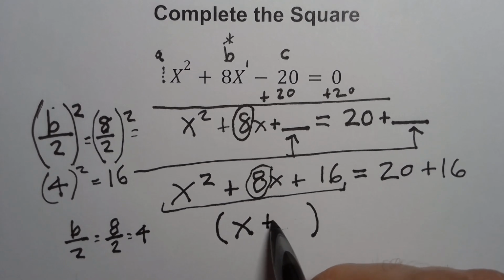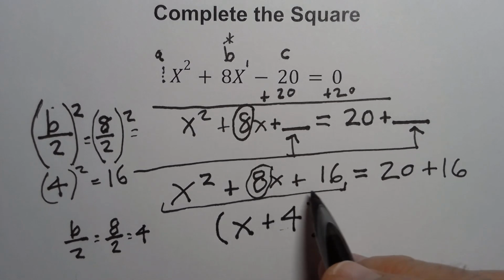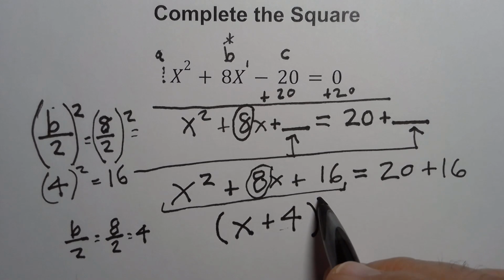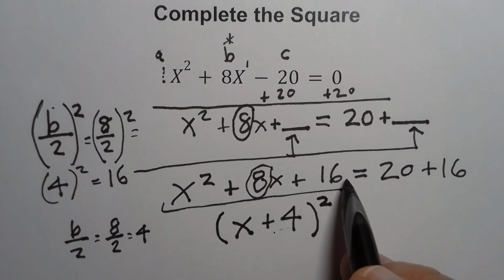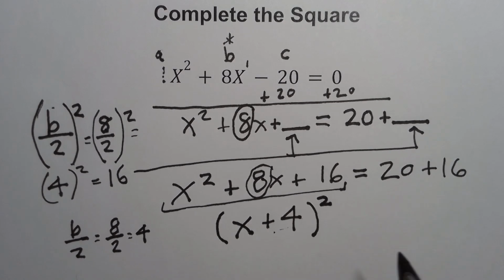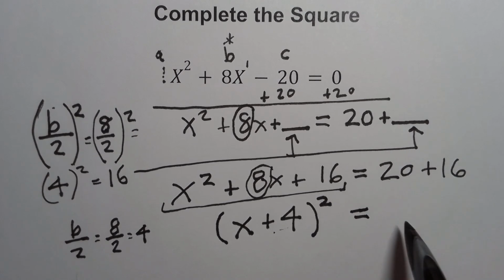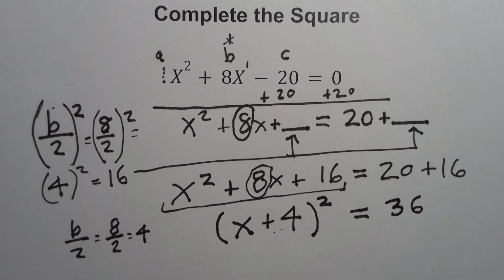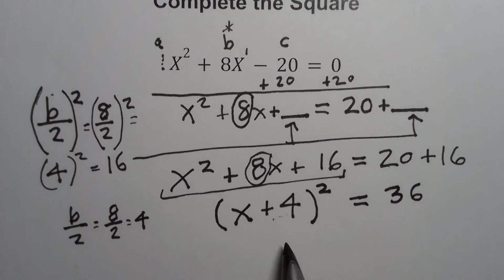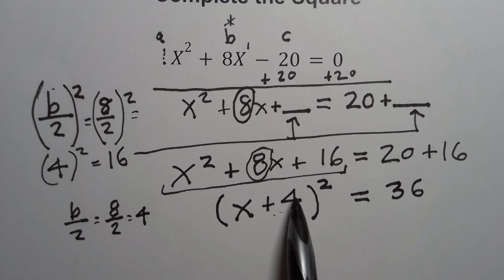So we're going to add 4x plus 4. And because it's a perfect square trinomial, this is a binomial, we're squaring it. So it's x plus 4 times x plus 4 gives us this trinomial. On this side, we add this together, so 20 plus 16 is 36. We're getting much closer to solving this now, because we have a squared term here on the left-hand side.